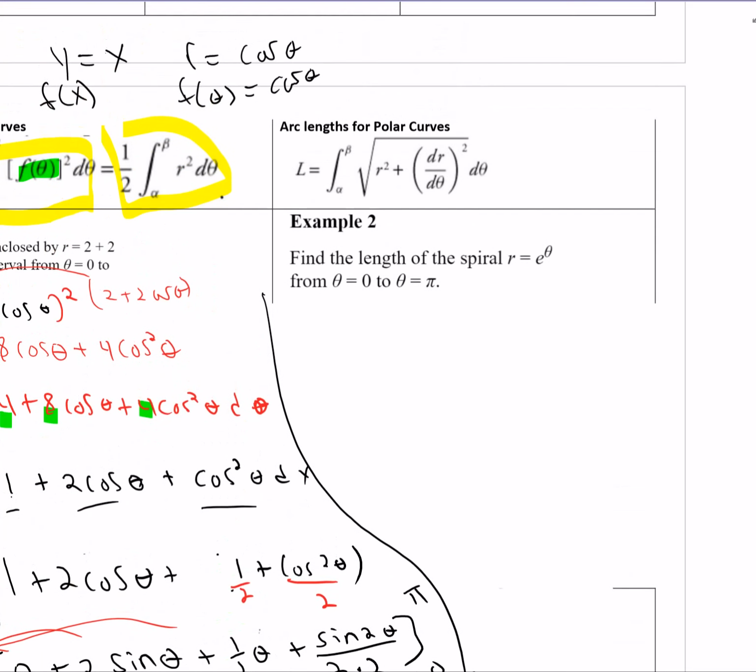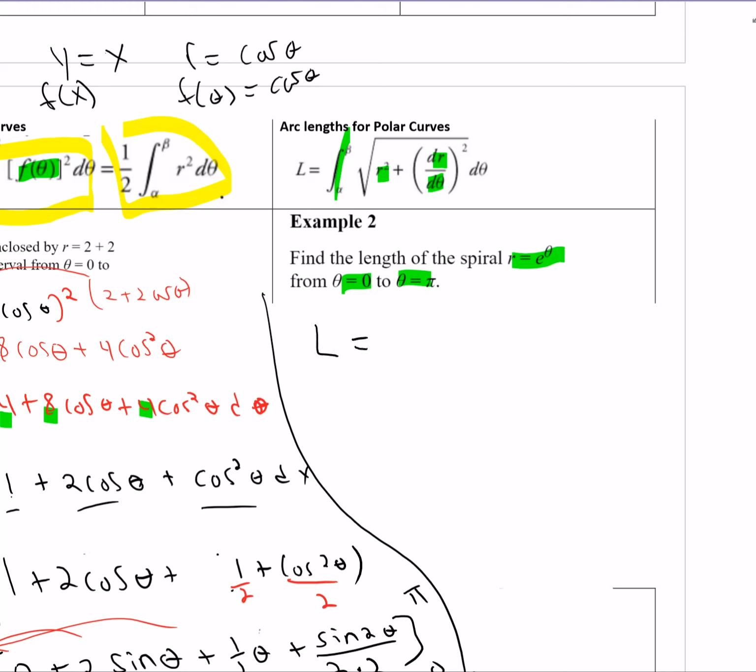So here with arc length, again, we're integrating the square root of r squared plus dr d theta squared. In this case, with the example we're going to be trying to do, we're given r equals e to the theta. We're going from 0 to pi. So let's go ahead and set it up.